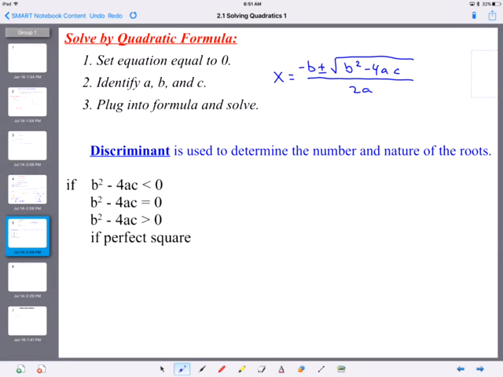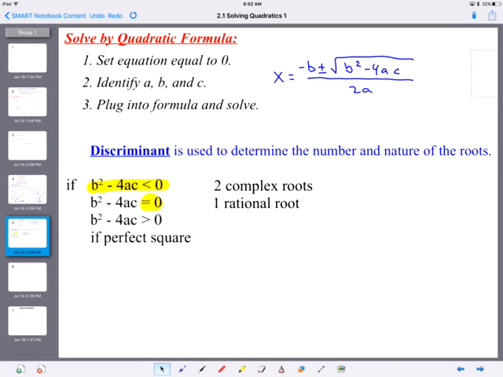The discriminant is used to determine the number and nature of the roots. If b squared minus 4ac is less than 0, we already dealt with some of those, where it was less than 0 and you had a negative. What kind of roots do you get if that happens? Well, you get two complex roots, two imaginary values there. If b squared minus 4ac is equal to 0, you get a plus or minus 0, so you don't have two solutions anymore. You have one rational root.